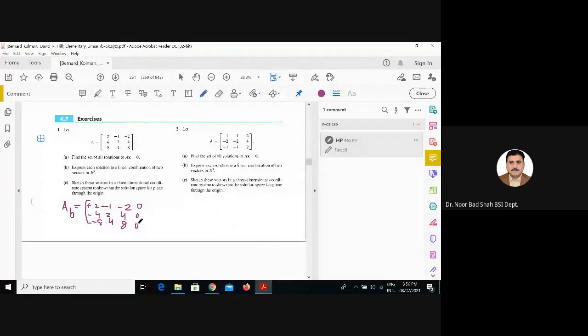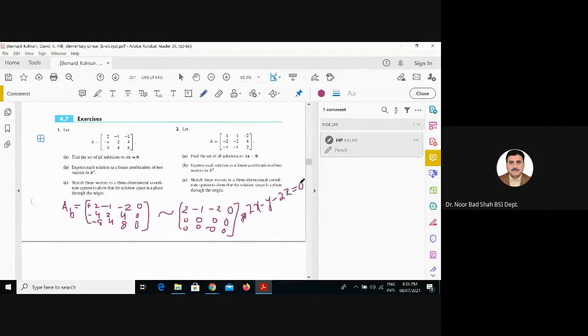When you convert that into echelon form, we get 2, -1, -2, and then 0. And the remaining two rows will be 0. This is 0. This is 0. If you take the operation R2 plus 2 R1 and R3 plus 4 R1. So this system is basically equivalent to what? This is equivalent to one equation, that is 2x minus y minus 2z is equal to 0.